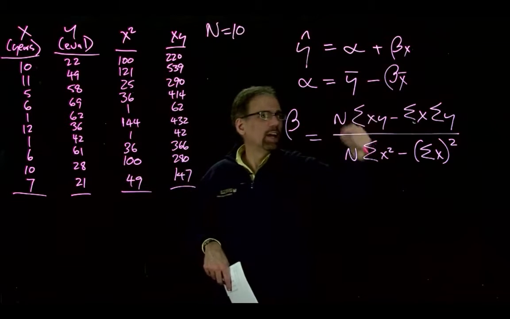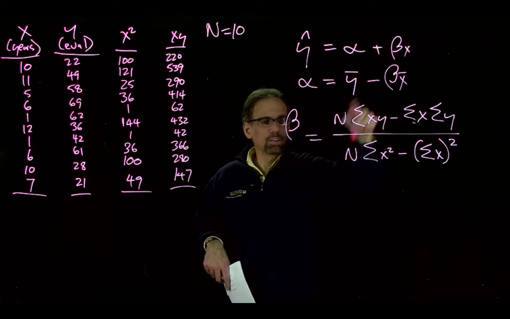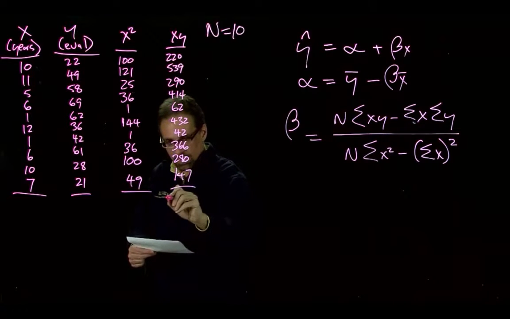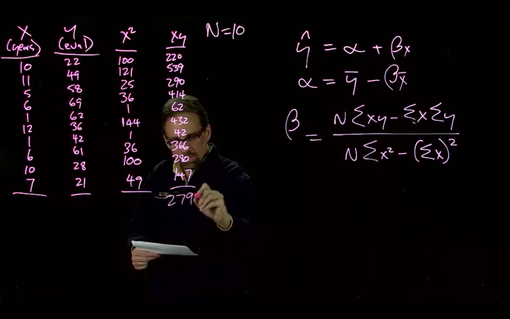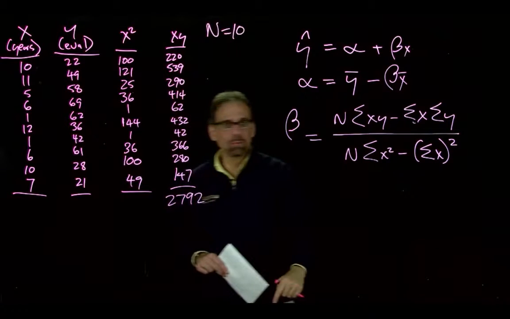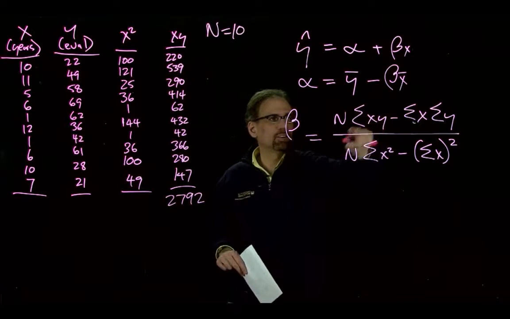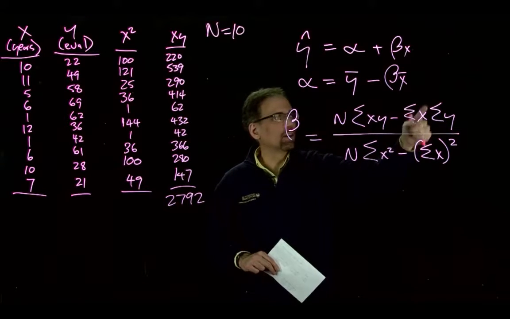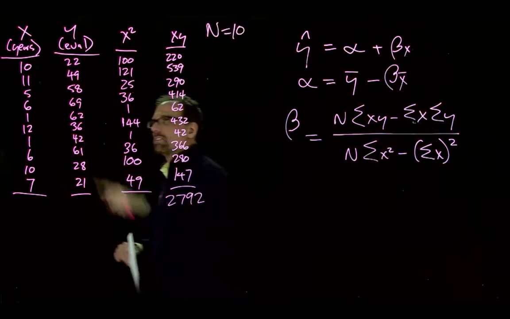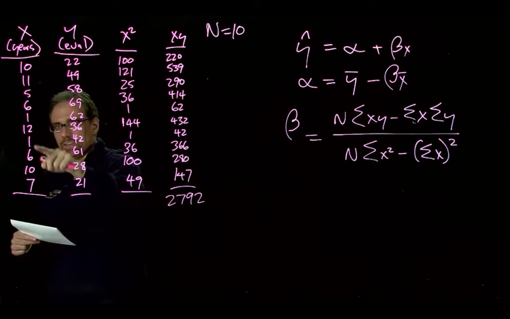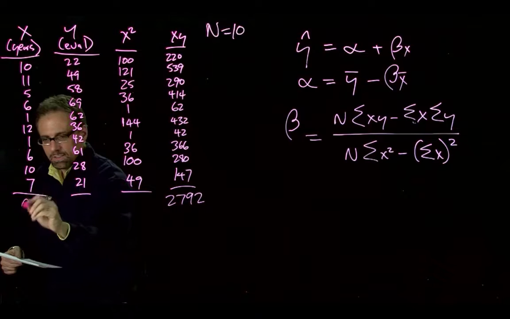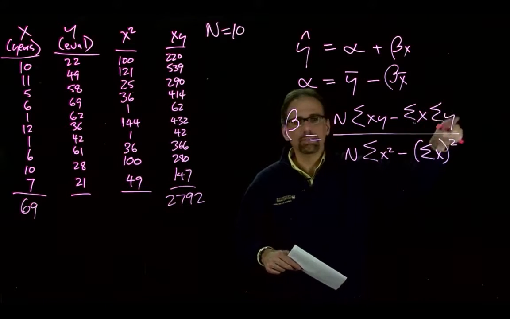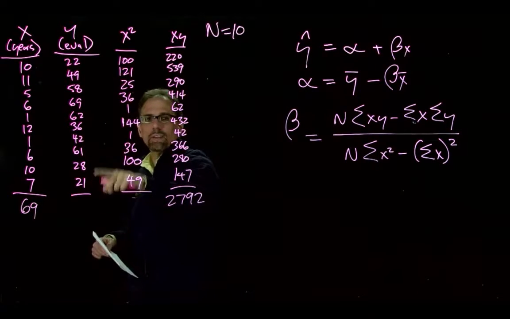And then I need to add them up. I have my sigma, so that means I'm going to add them up. And that turns out to be, I already did it for you, 2792. That's the sum of x times y. So that's what I'm going to plug in there in just a second. What else do I need? I need the sum of all the x's right here, this piece right here, the sum of all the x's. So here's my x's, and so I just add those all up, and that turns out to be 69. And then I need the sum of the y's right here. Okay, so here's my y's, and I'm just going to add those up.